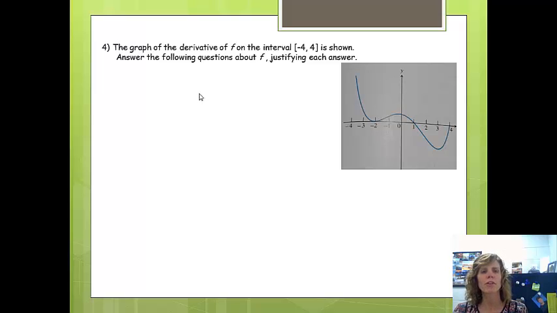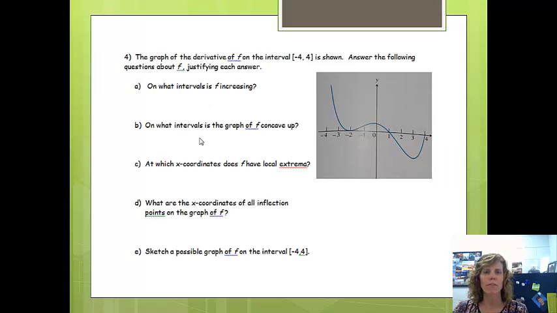It says the graph of the derivative of f on the interval from -4 to 4 is shown. Answer the following questions about f, justifying each answer. So we have lots of questions, and first of all, this is a graph of the derivative of f, so this is f prime. If you look at all the parts: where is f increasing? Where is f concave up? Where does f have local extrema? Where are the points of inflection? Those all have to do with f prime and f double prime.